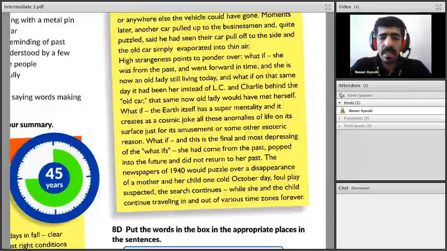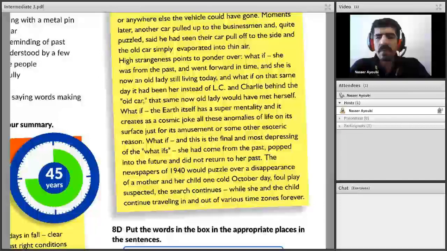What if, and this is the final and most depressing of the what ifs. This question that the text is posing is the last but most depressing one. What if she had come from the past, popped into the future, and did not return to her past? What if this woman had come from the past and jumped into the future and didn't return to her own time?